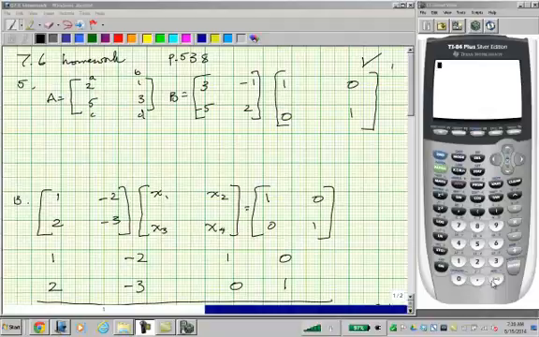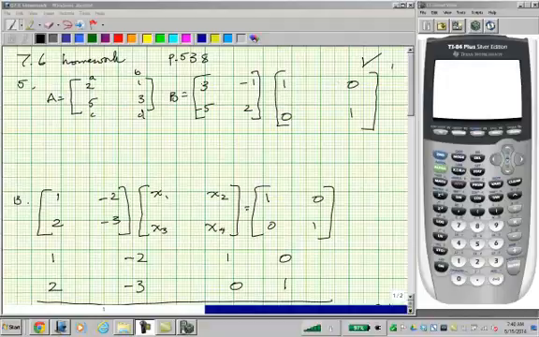And so I multiply them, and you can see 2 times 3 is 6, and 1 times negative 5 is negative 5. 6 minus 5 is 1. So it's the first element in the first row. Then I take 2 times negative 1 is negative 2, and 1 times 2 is 2. Negative 2 plus 2 is 0, second element in the first row.